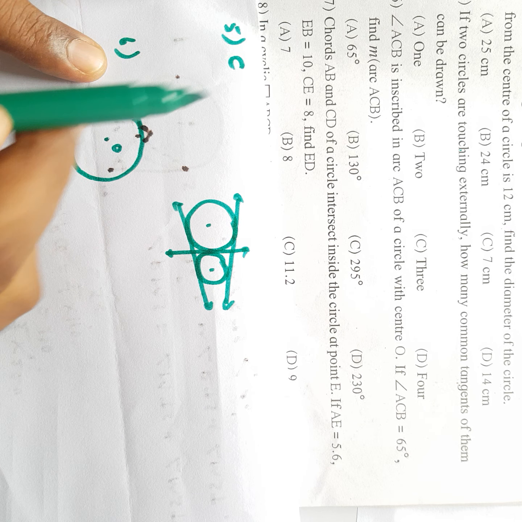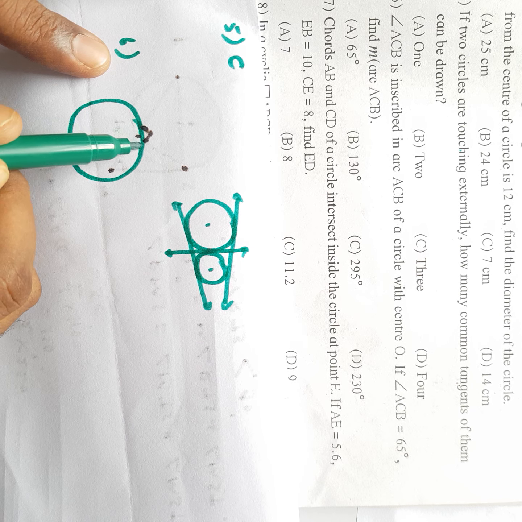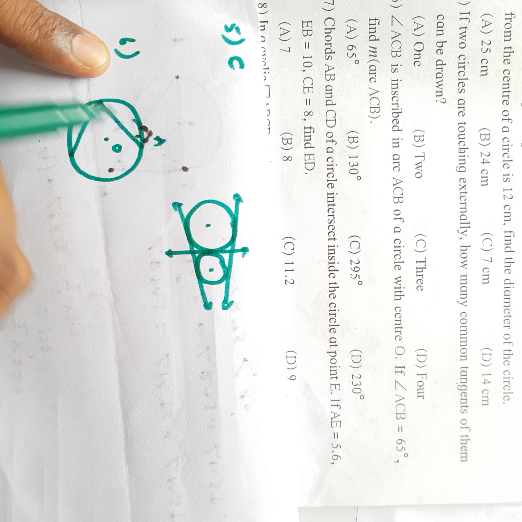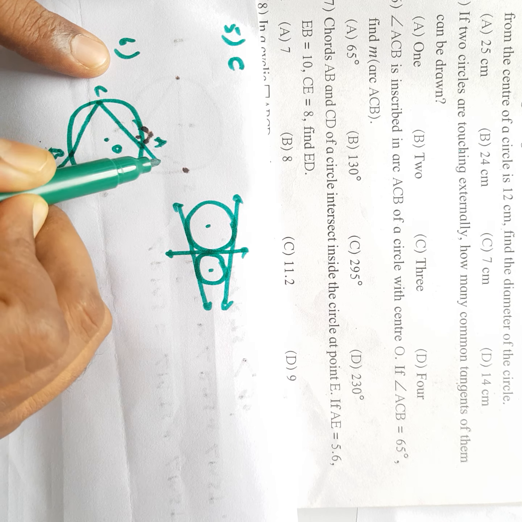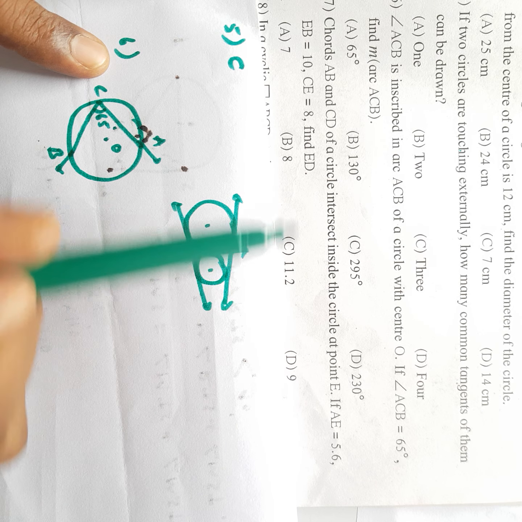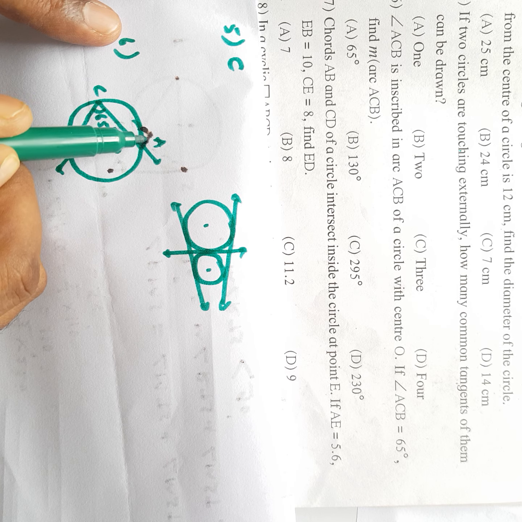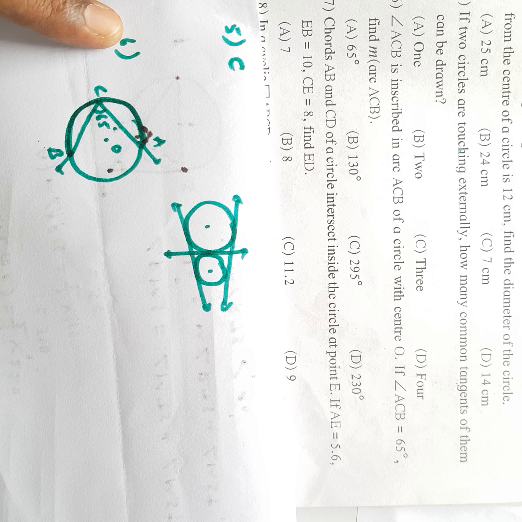Then angle ACB is equal to 65 degree. Suppose this is angle ACB. It is given as 65 degree. Find the measure of arc ACB. They have asked to find the measure of this arc ACB.